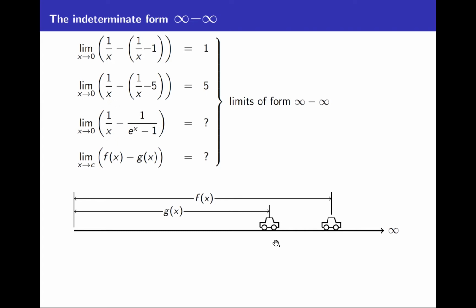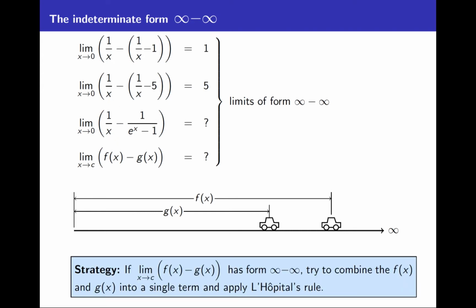In that case, the f of x minus g of x would be getting closer and closer to 1 mile. And you would have a limit of f of x minus g of x equaling 1. So think of this indeterminate form, infinity minus infinity, that way, if it looks confusing. So having said that, I can give you the technique that's going to work for evaluating limits of form infinity minus infinity. And it's this.